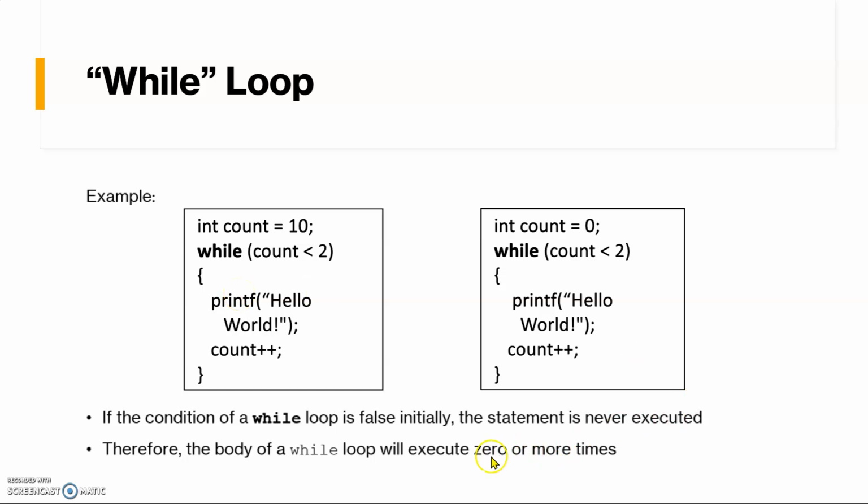Why are we saying 0 or more times? Because initially if the condition is false, then the block of statements will never ever be executed. Right? So we can say the body of a while loop will be executed either 0 times, or it can be executed more number of times.